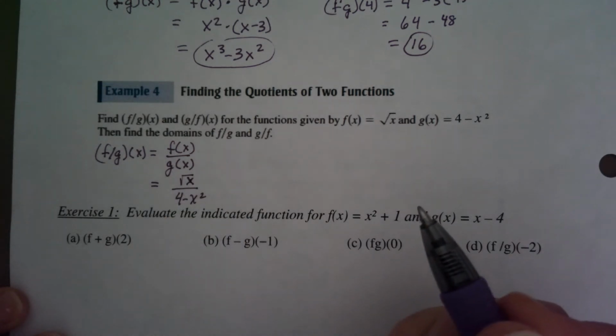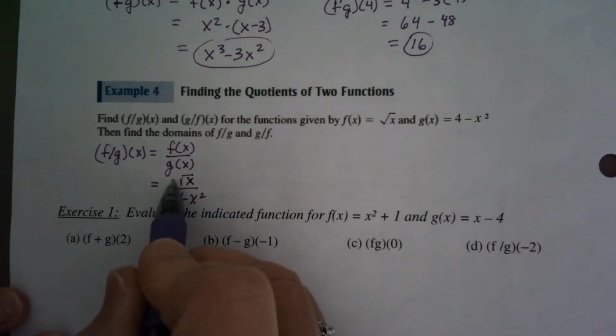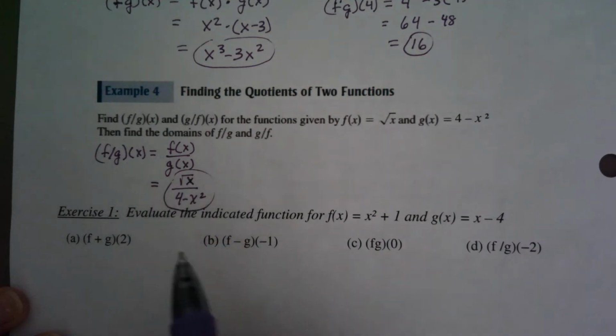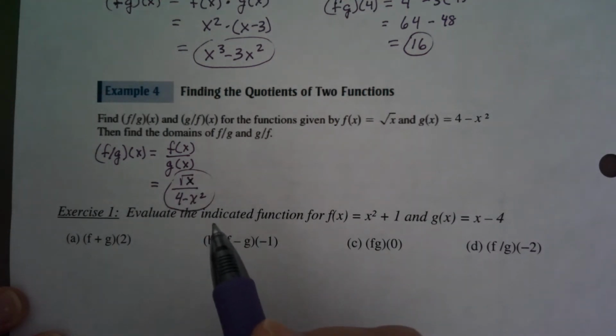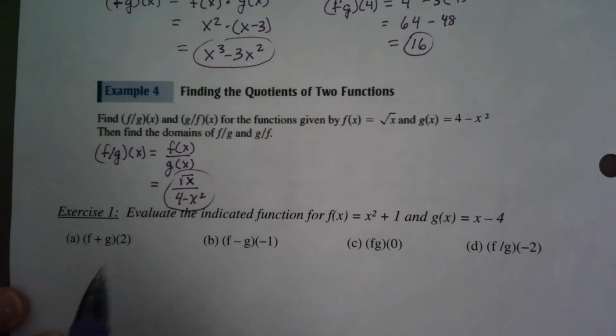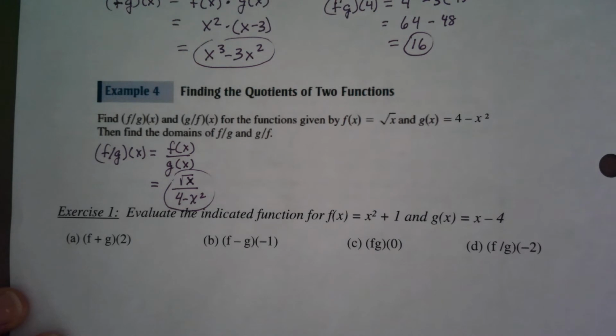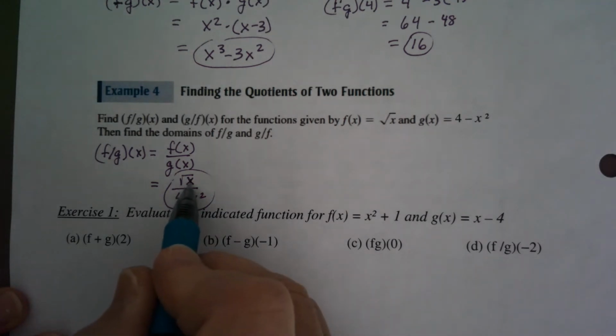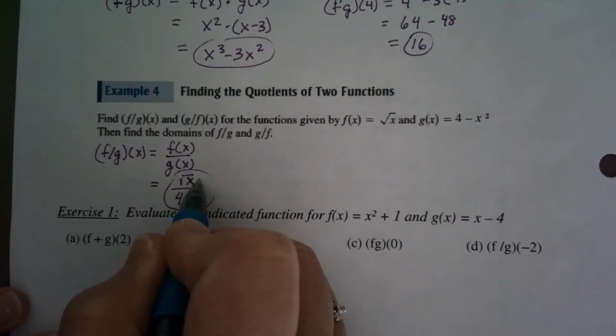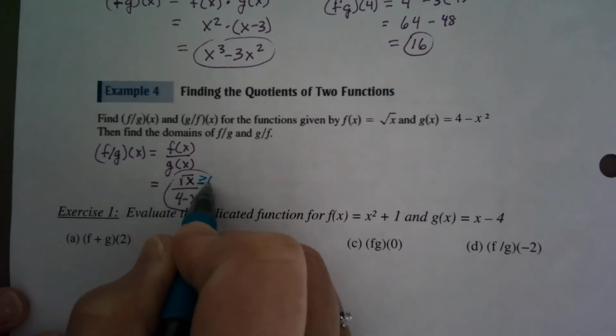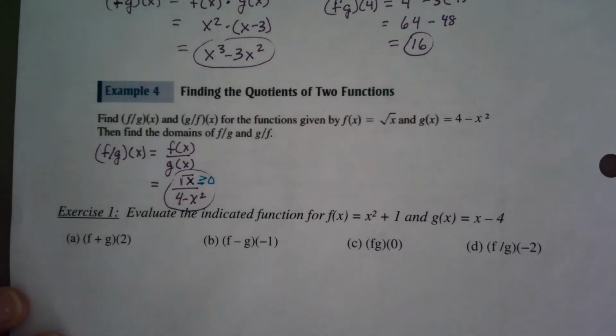And there's nothing we can do there. There's no simplifying, so that's our answer. Now, for our domain, for our numerator, we cannot take the square root of a negative number. It's not real. So the x value underneath would have to be greater than or equal to 0. We can find the square root of 0, that's okay. So x has to be greater than or equal to 0.